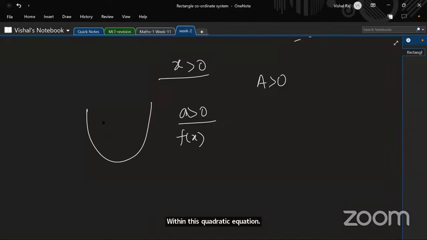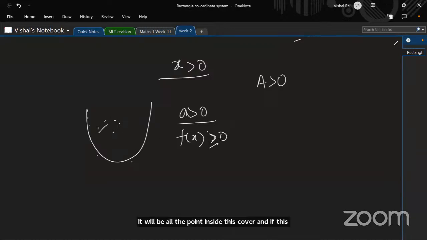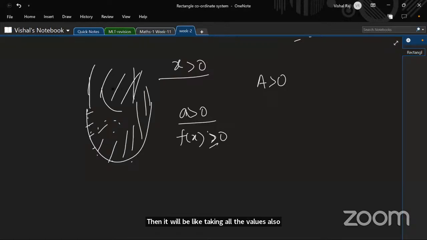Does it mean all the points on this line, or the region covered by this line? Are you saying that f(x) greater than 0 means all the points on the curve only, or all the points inside this curve? Yes, it will be all the points inside this curve. And if f(x) is greater than or equal to 0, then it will take all the values also. So this area: any points within this area come under it.